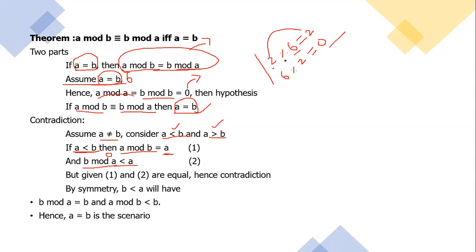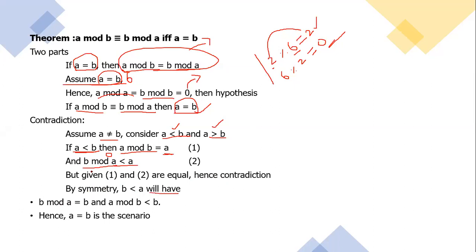I just took some numbers and tried this. My assumption is A not equal to B. If I substitute A and B in the equation, A less than B means I will get the answer A. And doing another operation, B mod A, that is also less than A. This is A, and this is less than A. But the given equations 1 and 2 are equal. Hence, a contradiction. By symmetry, B less than A will have the same.